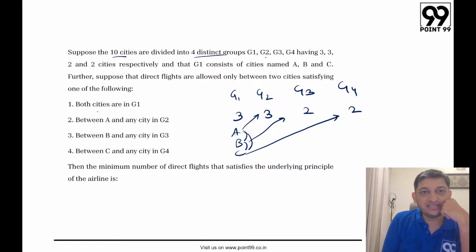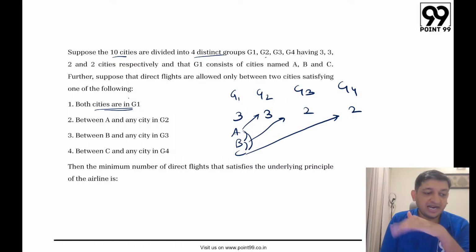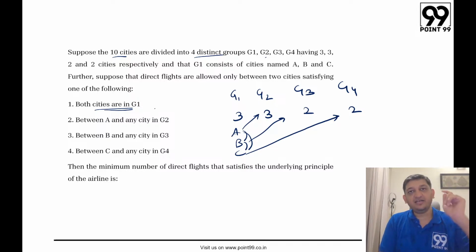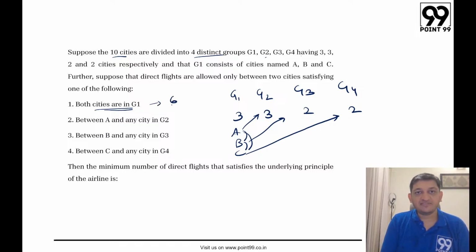Now, if you are looking at only the first criterion, both cities are in G1. So I will need a flight that will go from A to B. I'll need a flight that will go from A to C. I'll need a flight that will go from B to C, and सबके return flights भी लगेंगे, right? So A to B will be one flight, B to A will be one flight, A to C will be one flight, C to A will be one flight, B to C and C to B. So यहाँ पे you will have 6 flights that are there. ये सिर्फ मैं morning की बात कर रहा हूँ, evening will be a bit later.